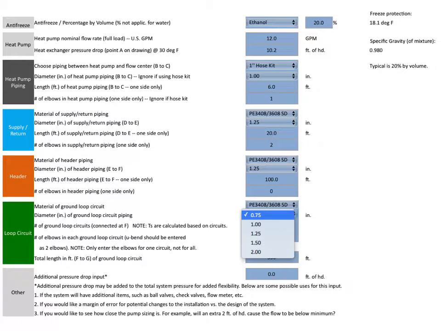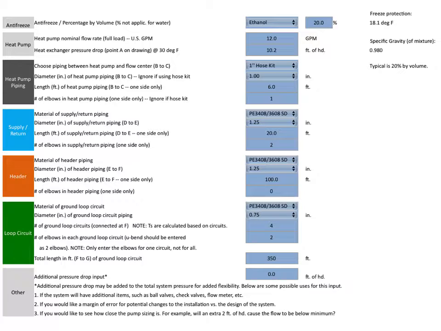We have to choose the size. In this case, we'll pick 3/4 inch, but we could use larger diameter depending upon the number of circuits, the loop configuration, and so forth. These are vertical loops, and we typically, with 3/4 inch pipe, we typically go with 1 bore per ton, or 1 circuit per ton. So that leads us to the next section, the number of ground loop circuits. If we stay with our 1 bore or 1 circuit per ton, that's 4 circuits.